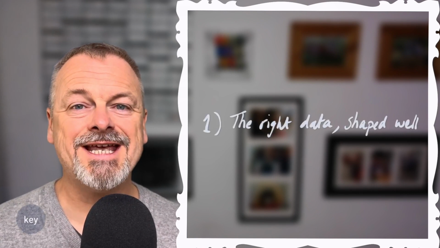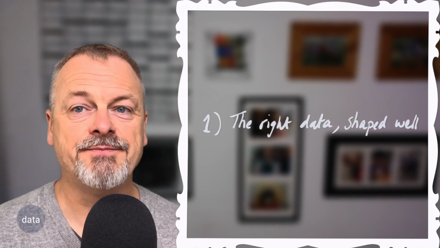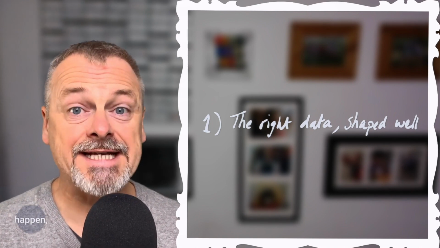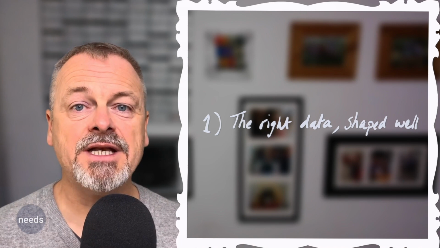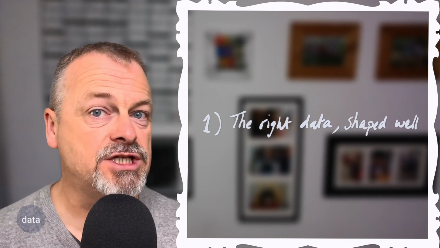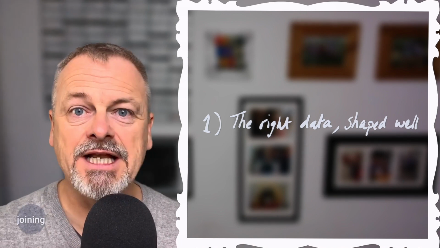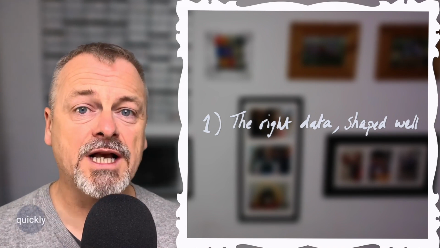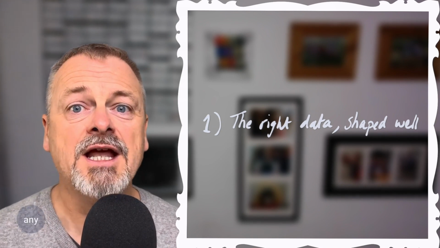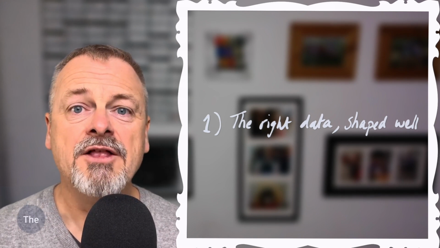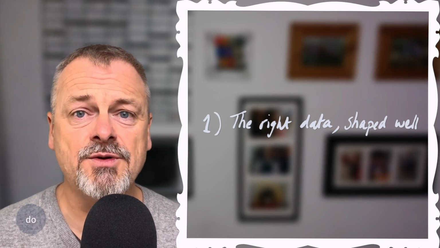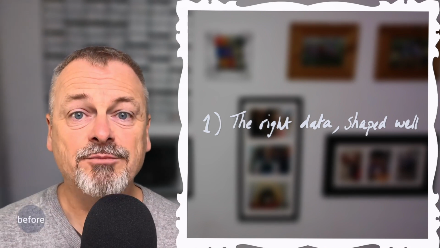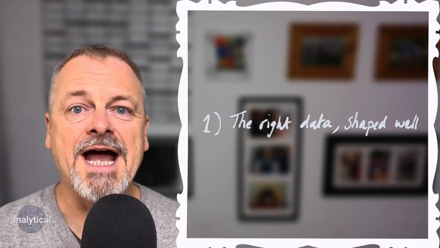The first key is to make sure you got the right data and that your data is shaped well. In order for that to happen, your team needs to be able to do the data blending, the data joining, the unioning and using relationships effectively and quickly so that they can work their way through any type of question that's coming their way. The last thing you want them to have to do is to say, sorry, I need to go back to the data provider before I can move on to the next part of my analytical questioning.